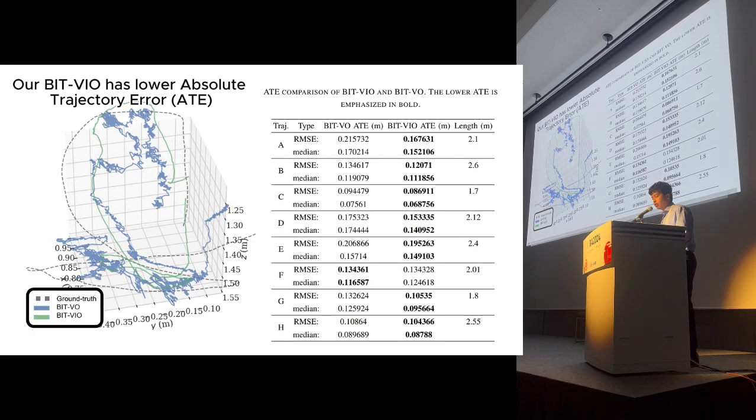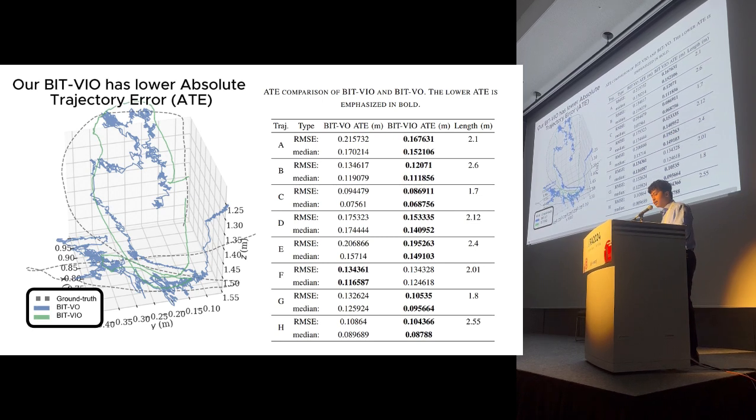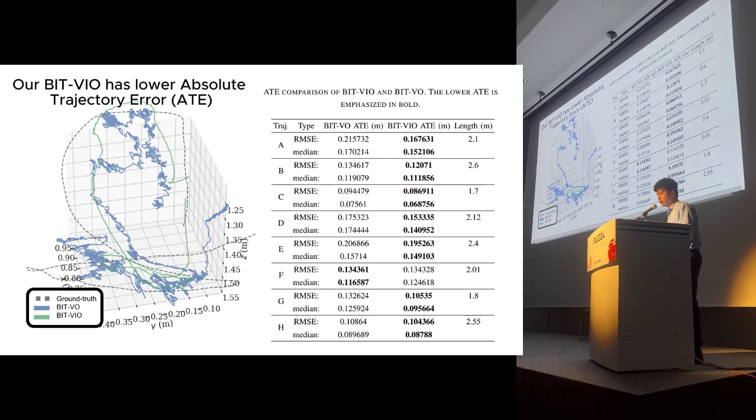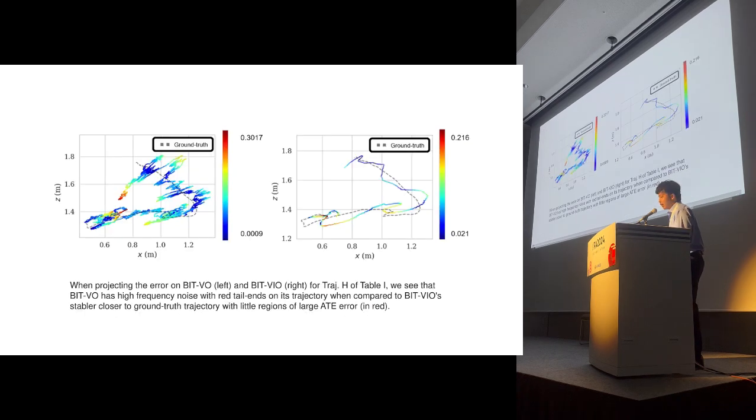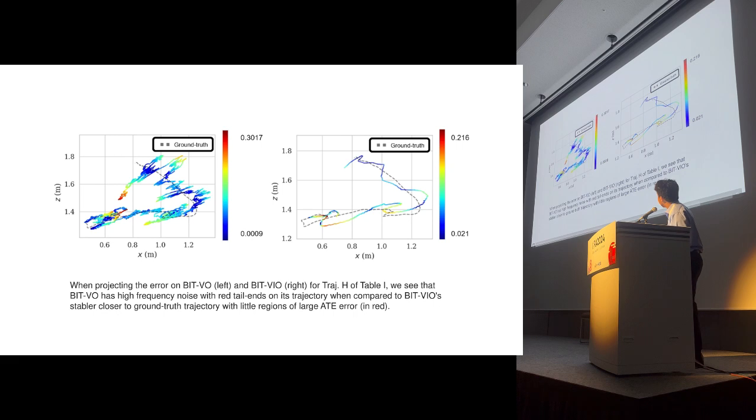And so the general idea is the absolute trajectory error of our BIT-VIO algorithm is generally lower than the previous BIT-VIO, where we show in bold it's lower. And we show that here in blue, BIT-VIO has high frequency noise, but ours is green, and it might seem not too close to ground truth, but this is the idea where if you do error mapping, you can also see that BIT-VIO has high frequency tails on the left, but our algorithm is closer to ground truth, and it basically silences that noise.